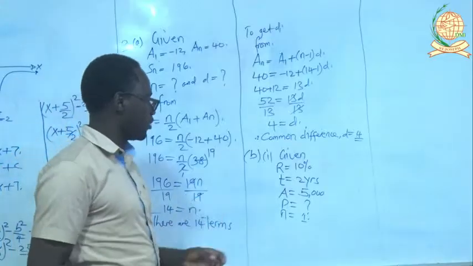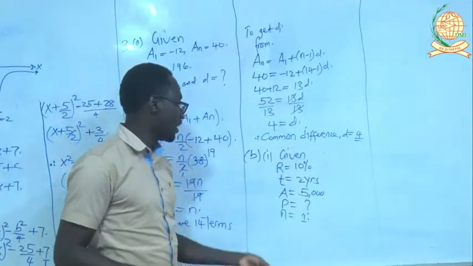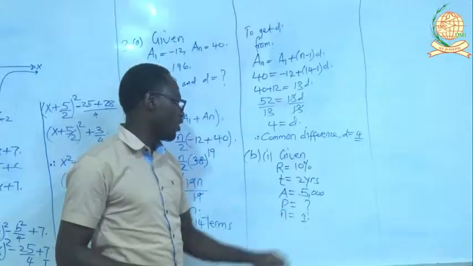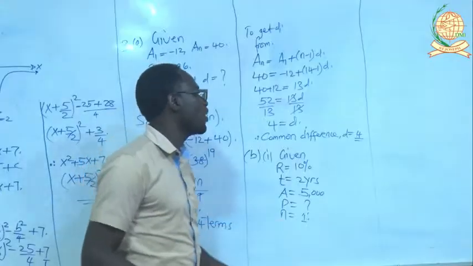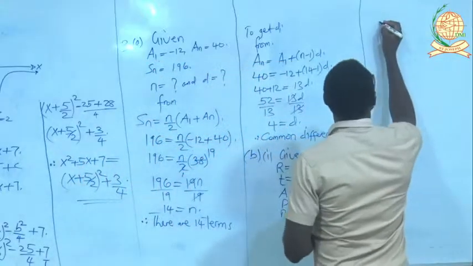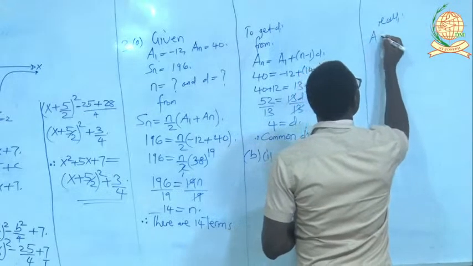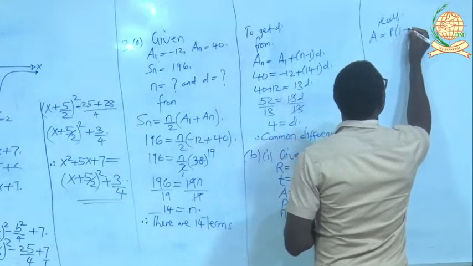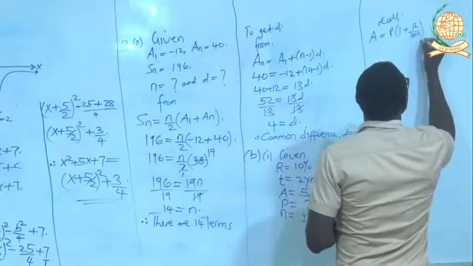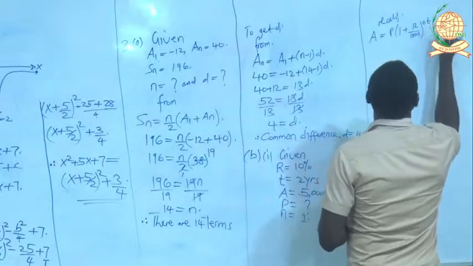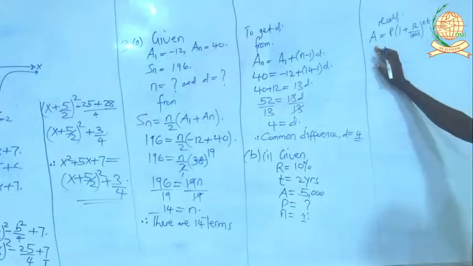From this question, if we go to our website, as I said, you will get it. The data is R equals 10%, T equals 2 years, A equals 5,000. Now we need to find the principal, the initial amount, and N is equal to 1. Then we use this formula. Recall the formula: A is given as P times (1 plus R over 100N) to the power NT.